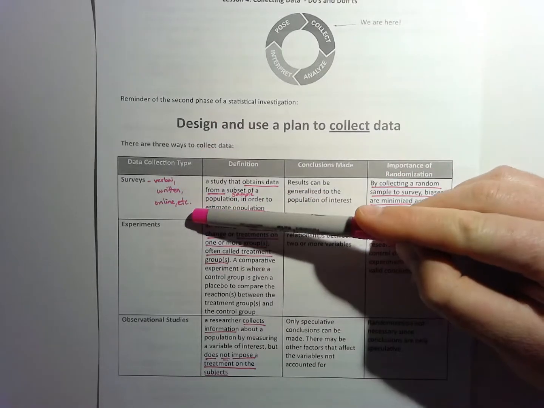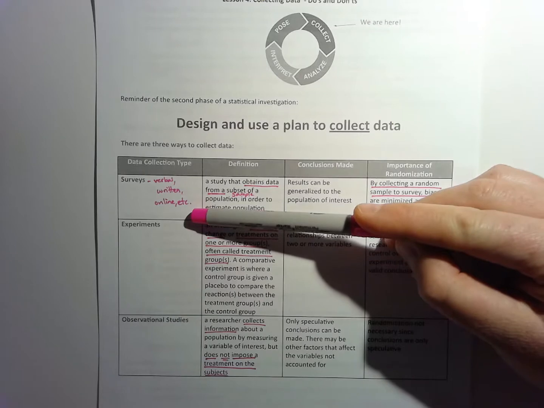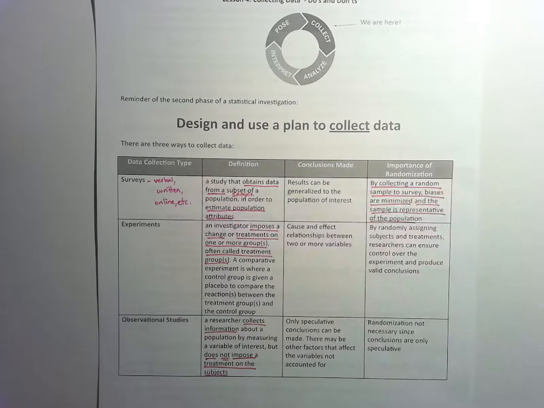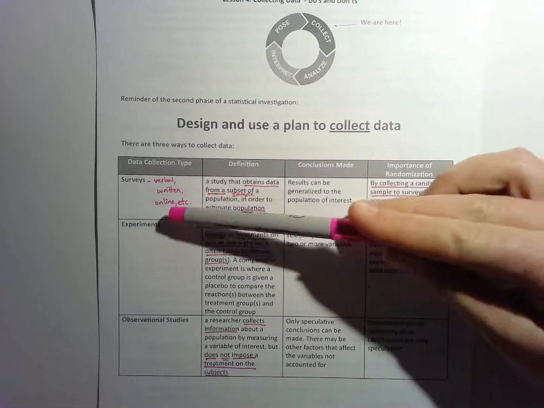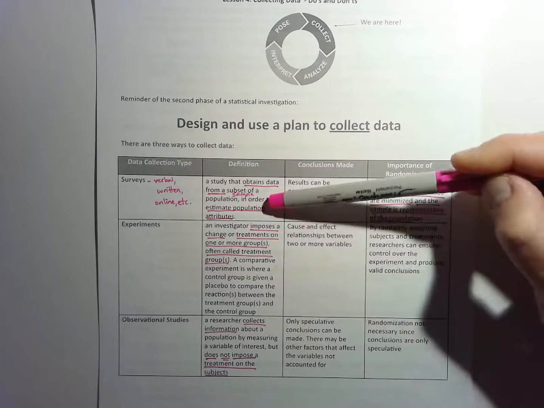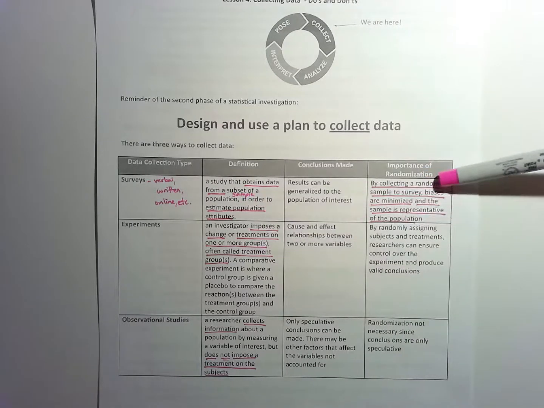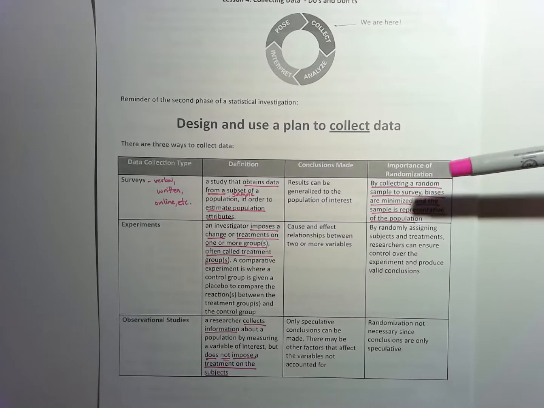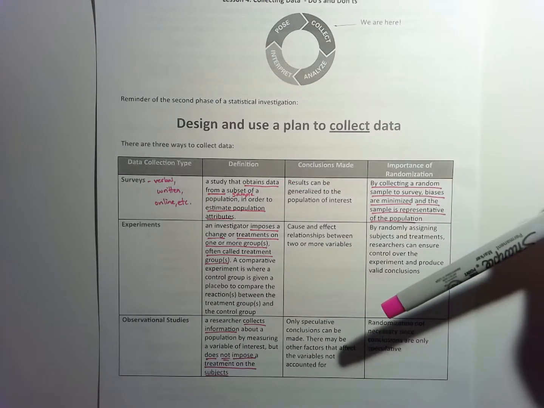Surveys, most of you know what a survey is. You've had one, you've taken one. The other day you gave one on the eclipse. So it's verbal, written, online, etc. We use it to give to a sample that's collected at random that helps us to represent the population and helps us to obtain data.